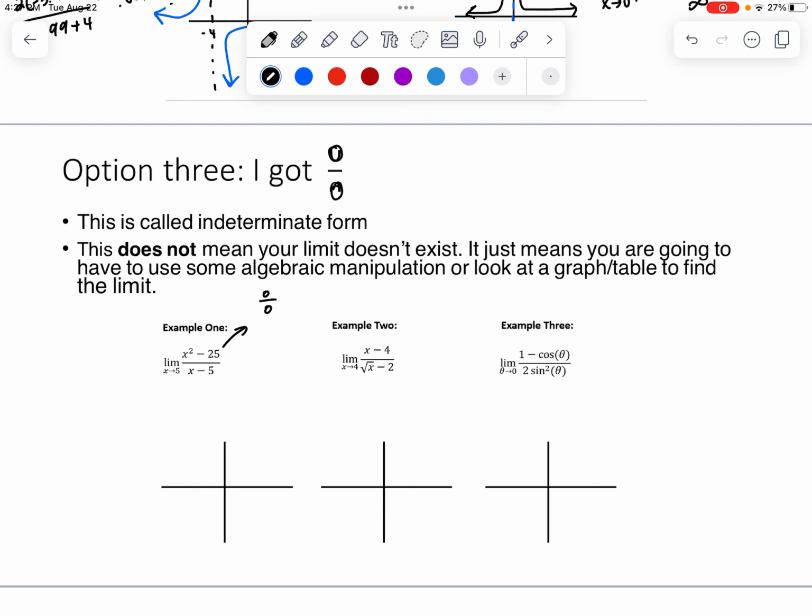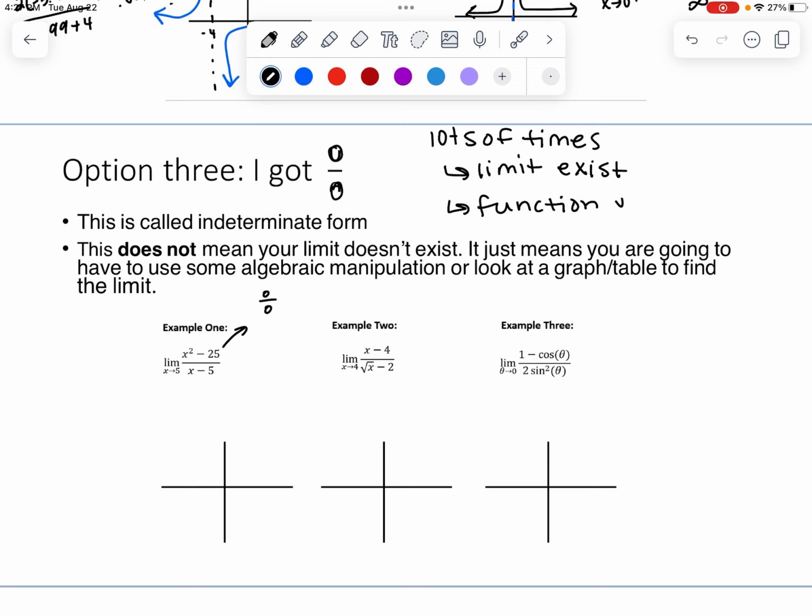But if you do get indeterminate form, that doesn't mean that your limit doesn't exist. It just means that you're going to have to use some algebraic manipulation or look at the graph or table to figure out the limit. Often what happens with indeterminate form is the function value doesn't exist. So I'm going to write: lots of times, this is an example where the limit exists, but the function value does not.